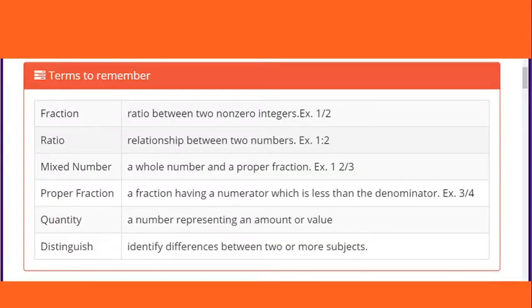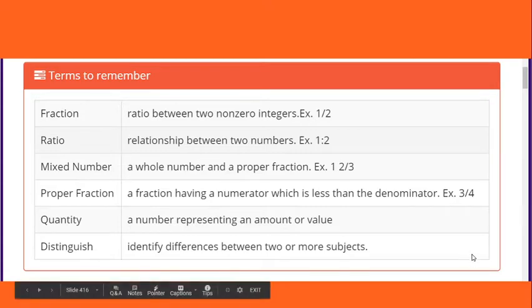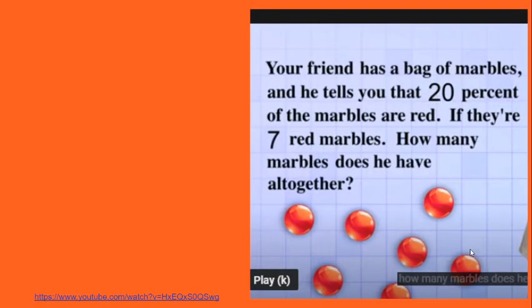Okay? Here are some terminology, vocabulary words that you might not be familiar with. We've already looked at fractions and ratios. Those are just other types of proportions, mixed numbers, proper fractions, quantities, and the word distinguish. Okay, we're going to be distinguishing differences between two or more quantities, so that's important to remember.